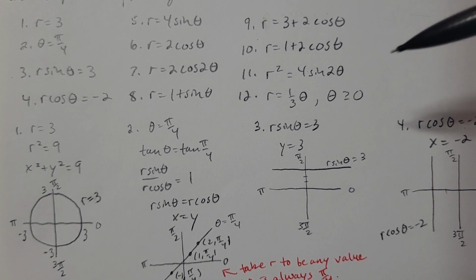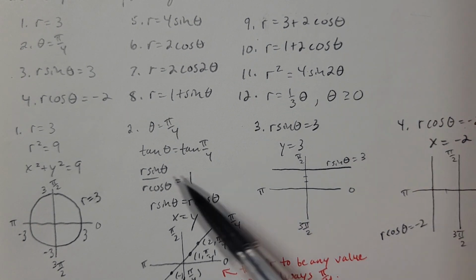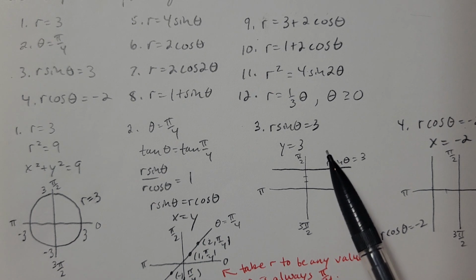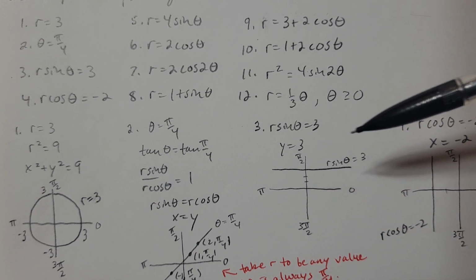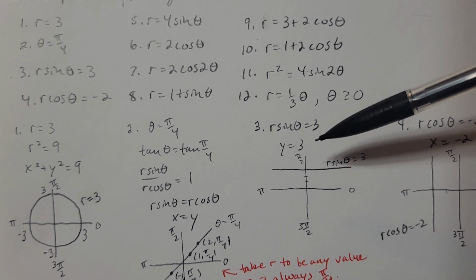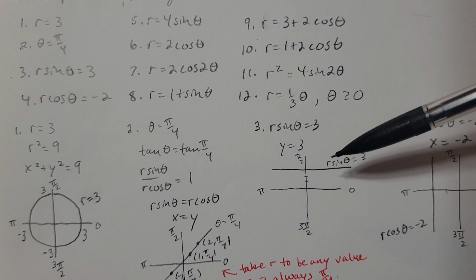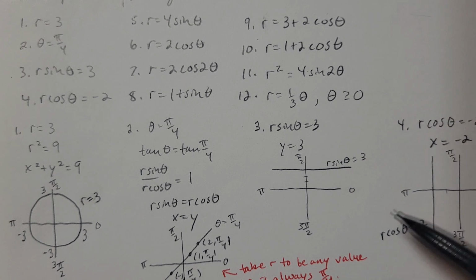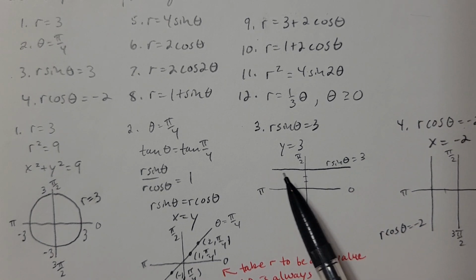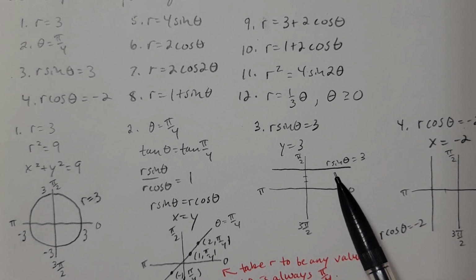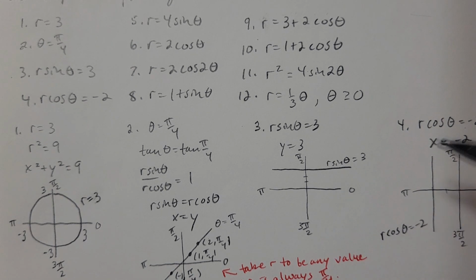In problem 3, I got the equation r sine theta equals 3. Well, r sine theta, that's by definition y. So I need to graph the line y equals 3. Well, that's a horizontal line at a height of 3. So I'm going to come up and make this horizontal line y equals 3. Again, y equals 3 is the same thing as r sine theta equals 3.